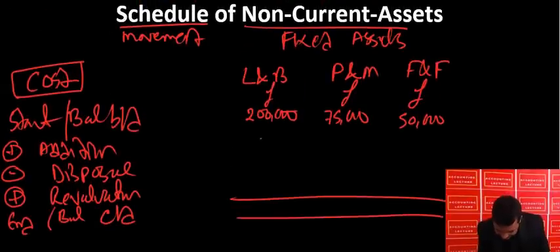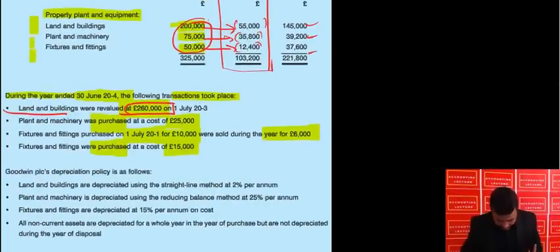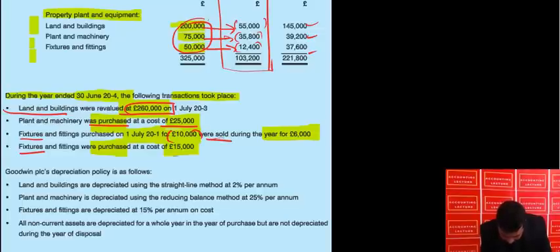We haven't seen any addition of land and building, no disposal, revaluation to 260,000. So 60,000 is up and 260,000 is the closing value for your land and building. Plant and machinery and fixtures and fittings, there are some purchases and disposals. Let's quickly check it. Plant and machinery was purchased at a cost of 25,000. Rest is fixtures and fittings. Purchased was disposed 10,000 minus, and purchased during the year 15,000.